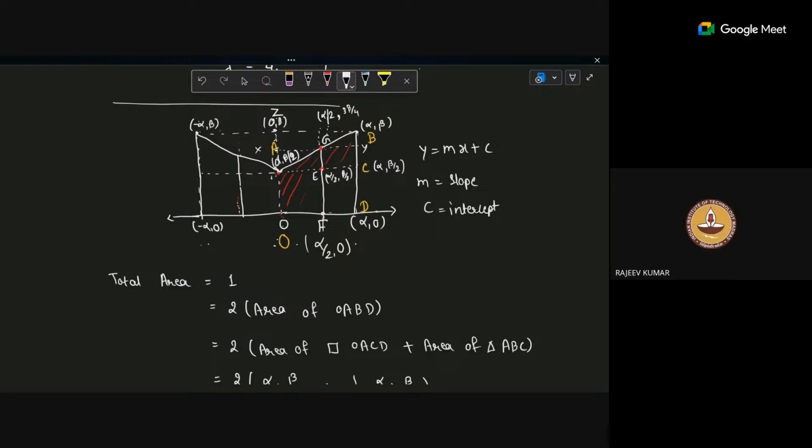Ma'am, I have to say something. We don't need to calculate that part, ma'am. If we know that G is the midpoint of AB, and we know the coordinates of A and B, then we can simply add the coordinates and halve them. x1 plus x2 by 2, y1 plus y2 by 2, the average. So 0 plus alpha by 2, and beta by 2 plus beta by 2. Yes, ma'am. Okay.